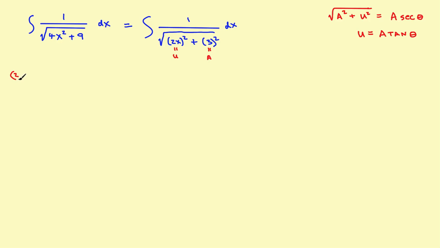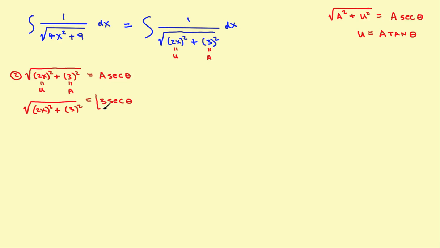So step 2 is to change the square root, which was 2x squared plus 3 squared, and we're going to change that into this a times the secant of theta. Now again, just a reminder, this is u, and this is a. So in this case, it'll wind up being this. You'll have the square root of 2x squared plus 3 squared will be equal to, and in place of the a, just put a 3. So this is going to be 3 times the secant of theta. So in this step, you've changed the square root into a theta.